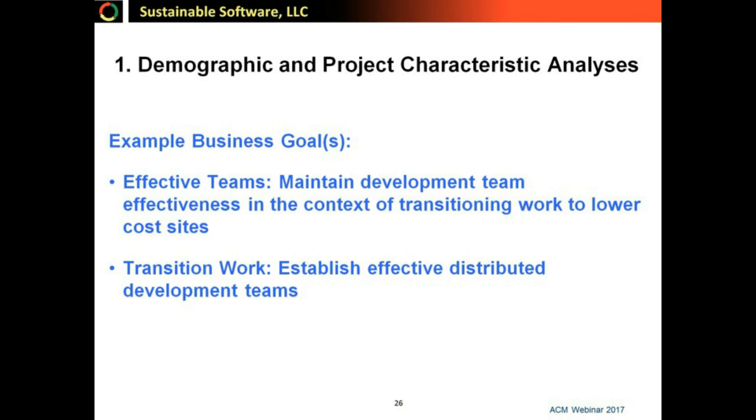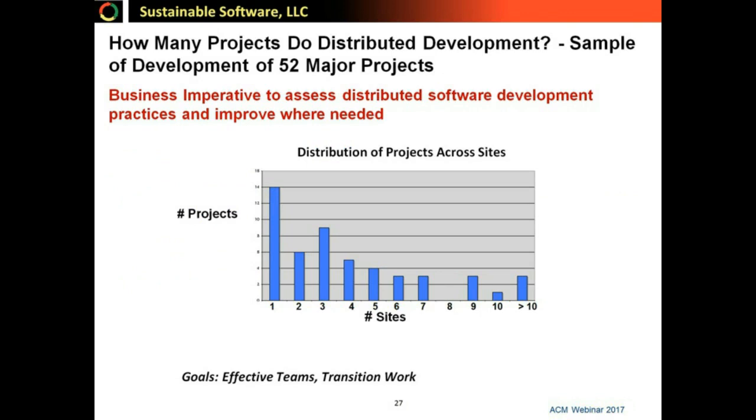So here's the first example. One question associated with these effective team transition work goals is, well, how many projects actually do distributed development? This chart is actually a fairly simple analysis, but it has important implications. It's a single-year snapshot of the distribution of projects across sites from a few years ago.